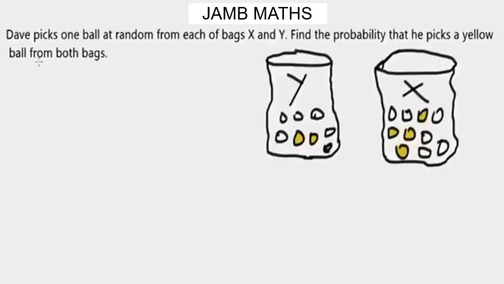Now, let me bring a question that will help us to understand this and rule. Let's look at this typical question. It says that Dave picks one ball at random from each of bags X and Y. Find the probability that he picks a yellow ball from both bags. Note that these and or rules of probabilities are applied when you want to find the probabilities of more than one thing happening at a time. Remember that we are looking at the and rule first.